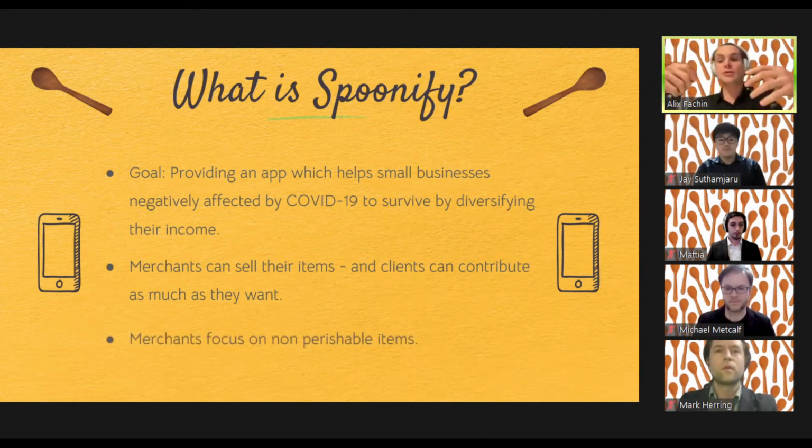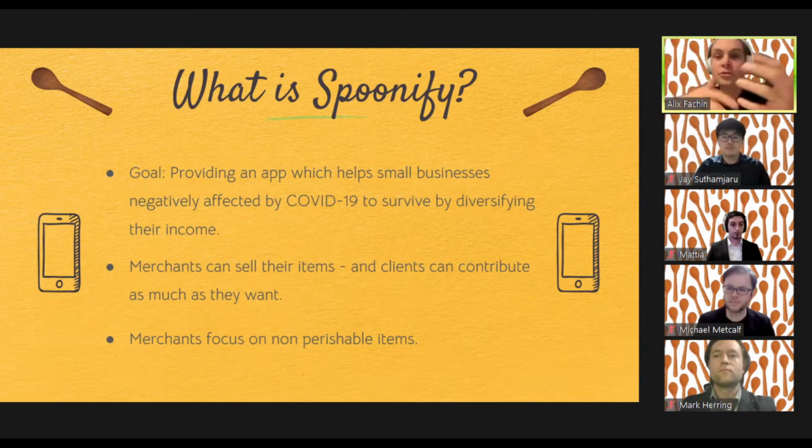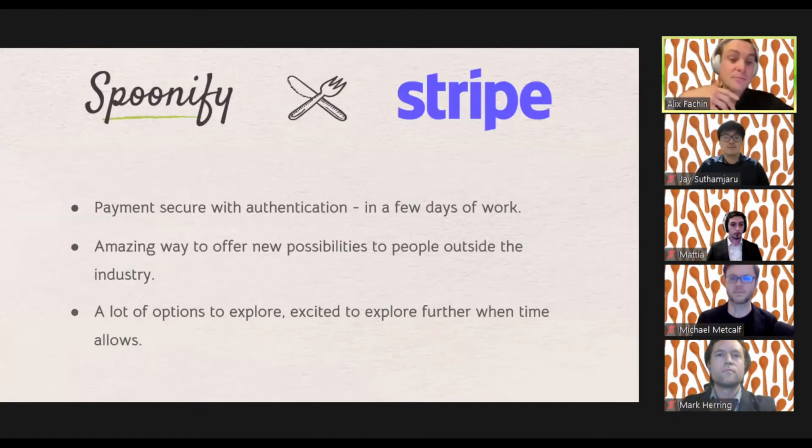So just to be clear, we are not speaking about a food delivery app. We're speaking rather of merchants focusing on non-perishable items, which can be pickles, jam or something, or can be coupons, or the sky's the limit in terms of imagination. For this app, we worked with Stripe, like everybody else. And this was a really amazing time because they have a really, really great API.